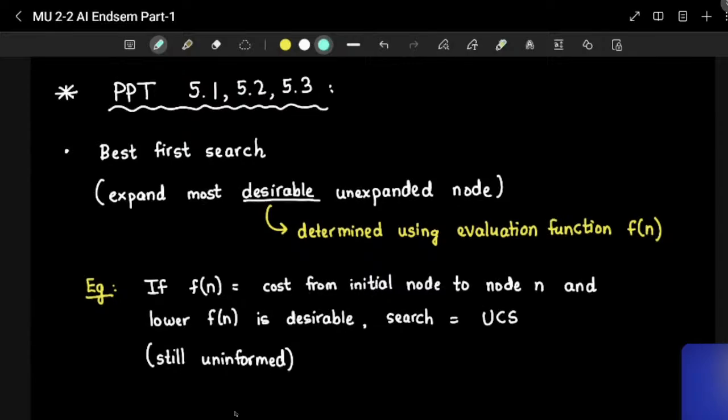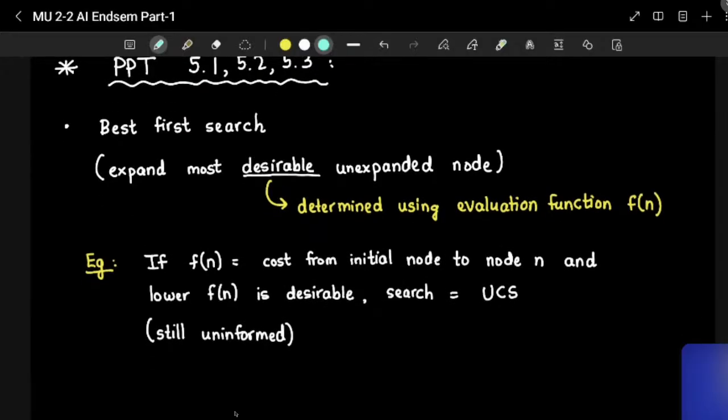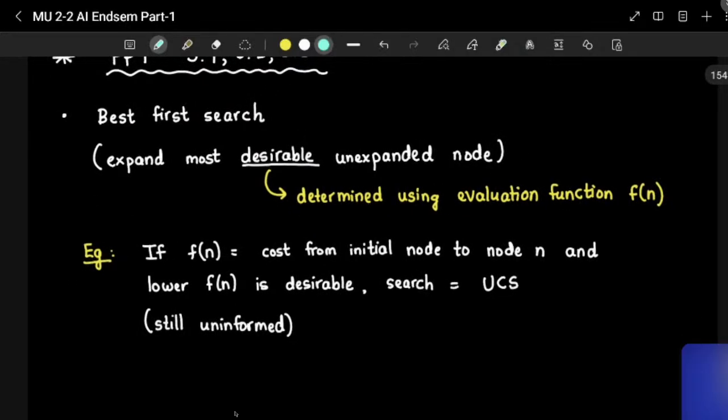The first thing that we have here is best first search. By definition, what it does is it expands the most desirable unexpanded node. And how do you know which node is desirable? You have a function called f of n, and it is called evaluation function. Now, depending on what this f of n is, this best first search can have different names or different types. There is greedy best first search, and there is also A star, which is also a kind of best first search algorithm.